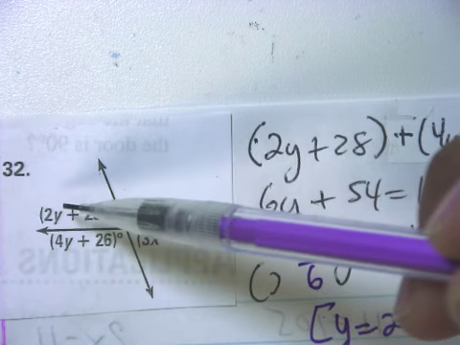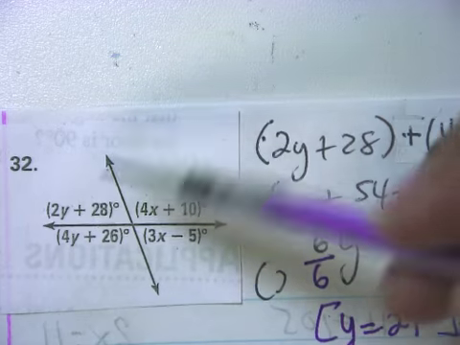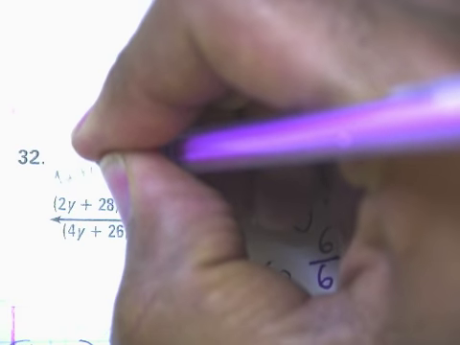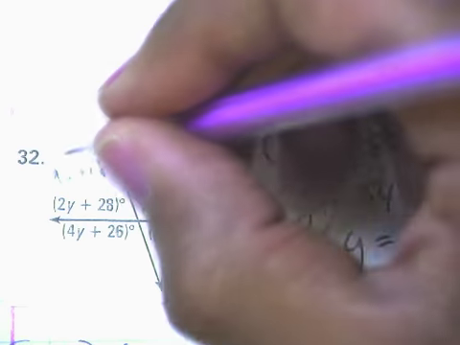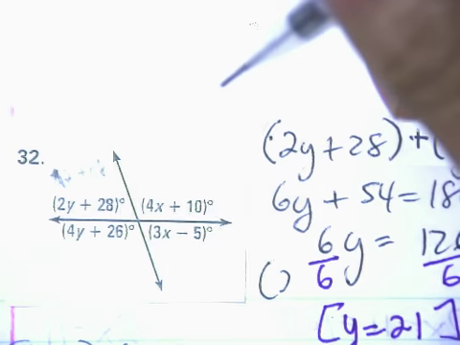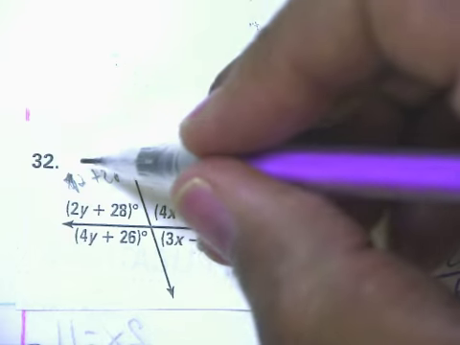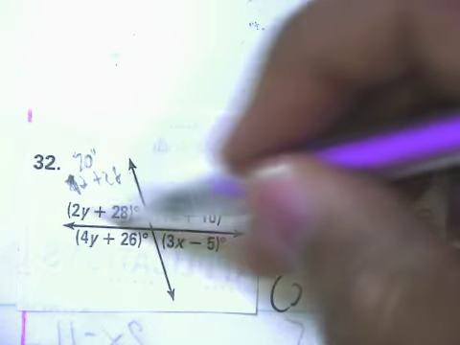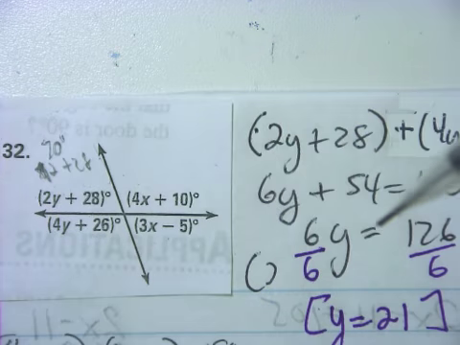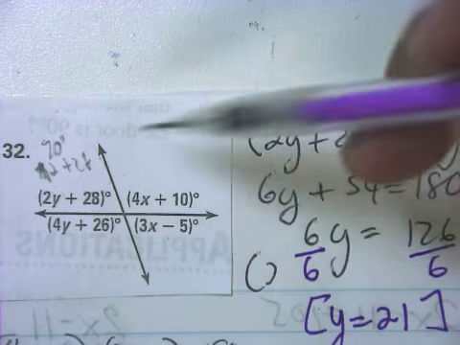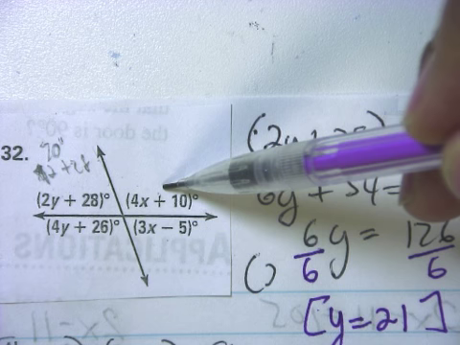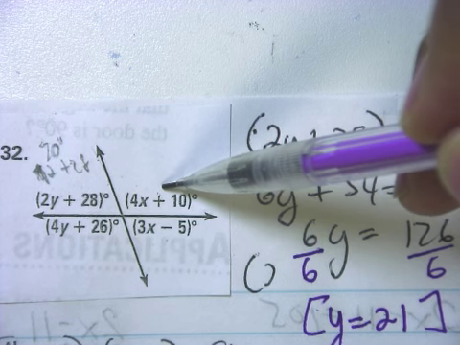So if I wanted to check, now I know that y is 21, but do I know the size of these angles here? No, I don't. But if I wanted to find them, what would I do? Well, I would do 2 times 21 plus 28. So let's do that real quick. 2 times 21 is 42. So it's going to be 42 plus 28, and 42 plus 28 is going to give me 70. So then I know that this angle here would be 70 degrees.